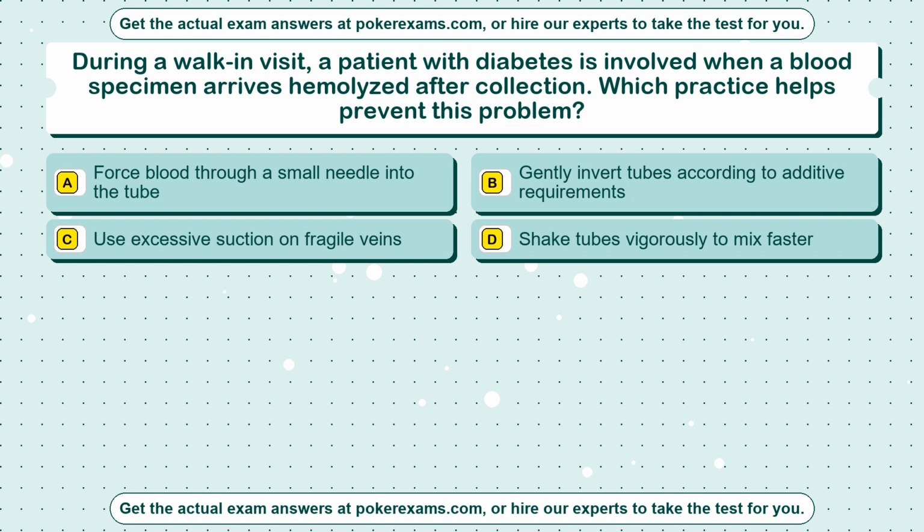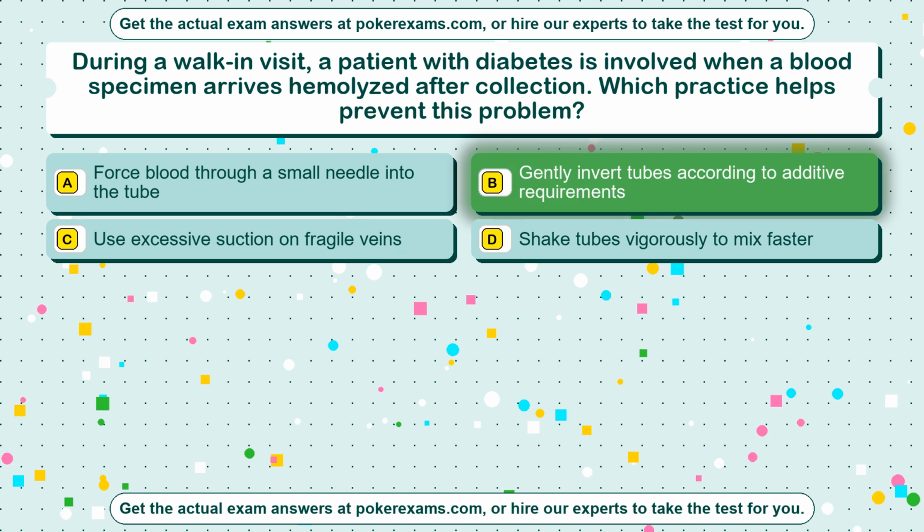Question 1. During a walk-in visit, a patient with diabetes is involved when a blood specimen arrives hemolyzed after collection. Which practice helps prevent this problem? Option A. Force blood through a small needle into the tube. Option B. Gently invert tubes according to additive requirements. Option C. Use excessive suction on fragile veins. Option D. Shake tubes vigorously to mix faster.